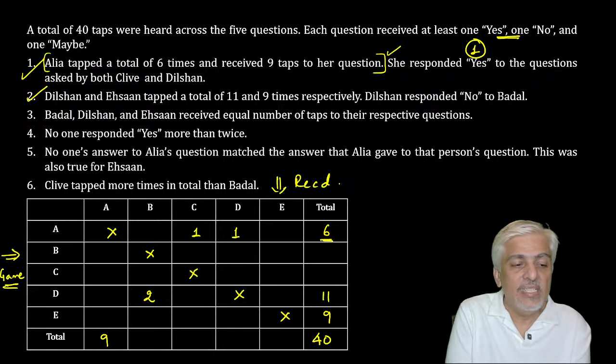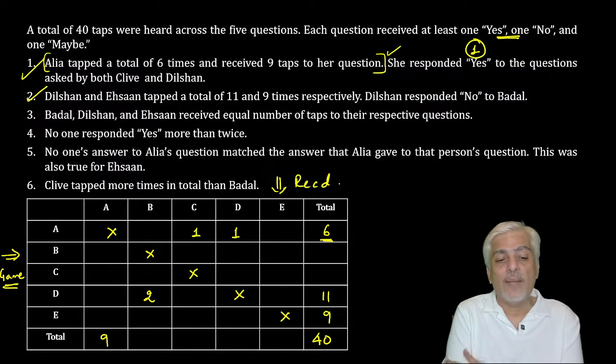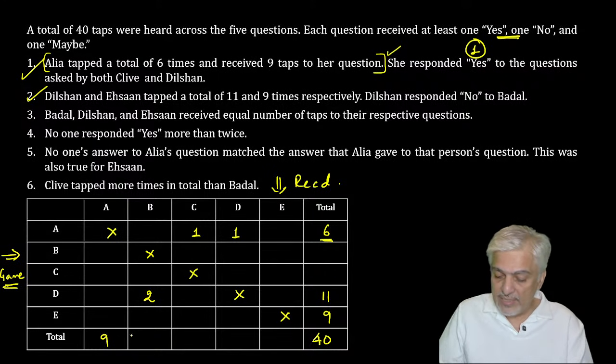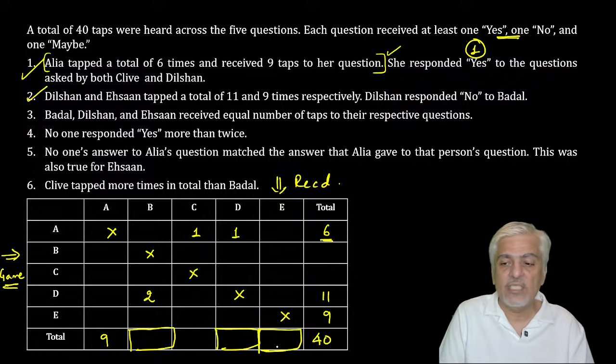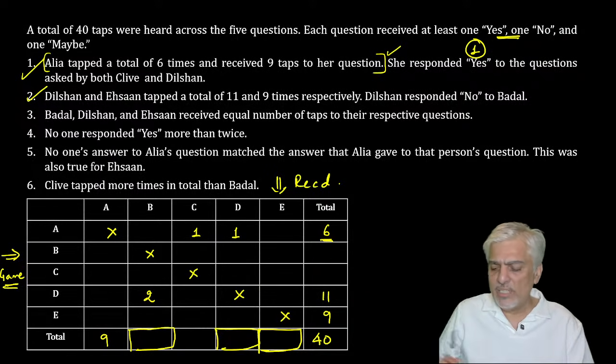Next. Badal, Dilshan and Ehsan received an equal number of taps to their questions. That means all three numbers in these three yellow boxes which I just made are equal. So these three should be equal. I'll come to that later. So I just know that these three boxes are equal.